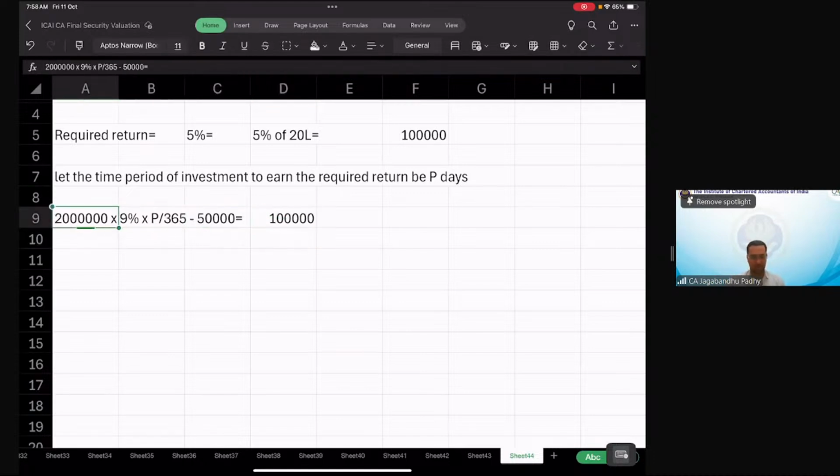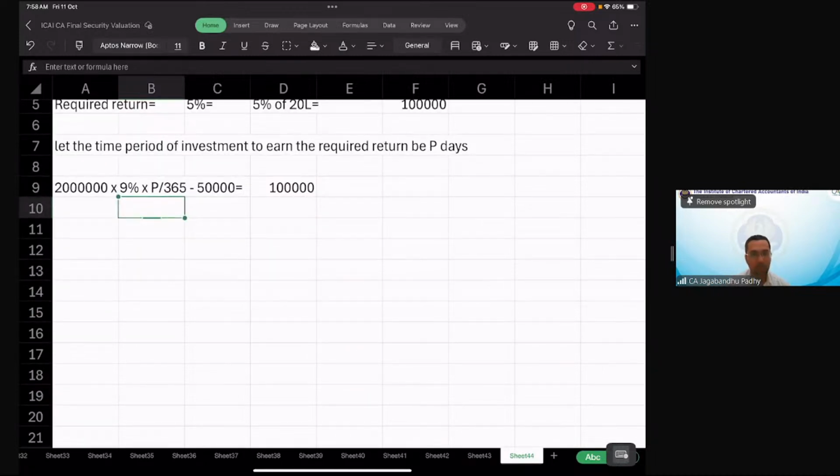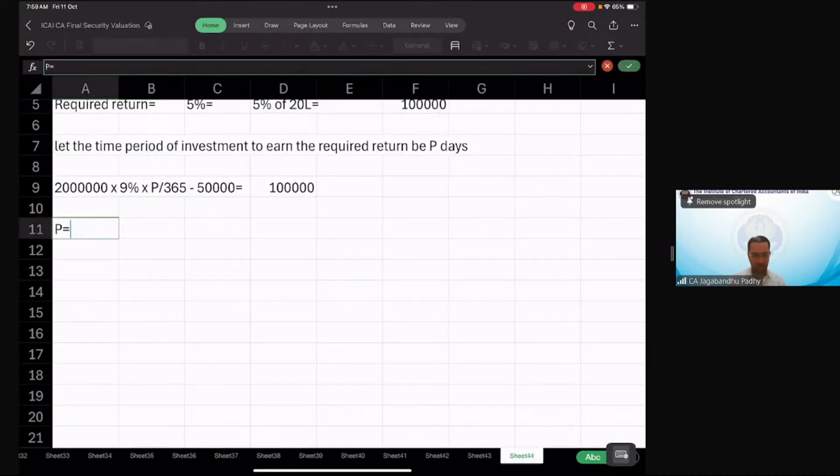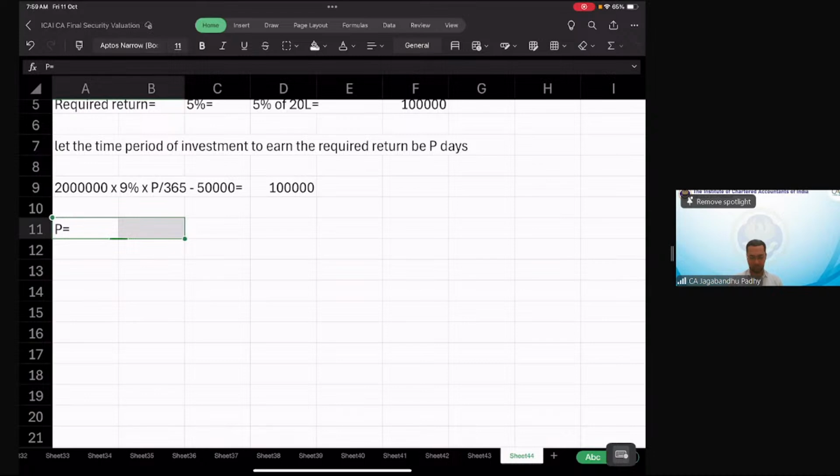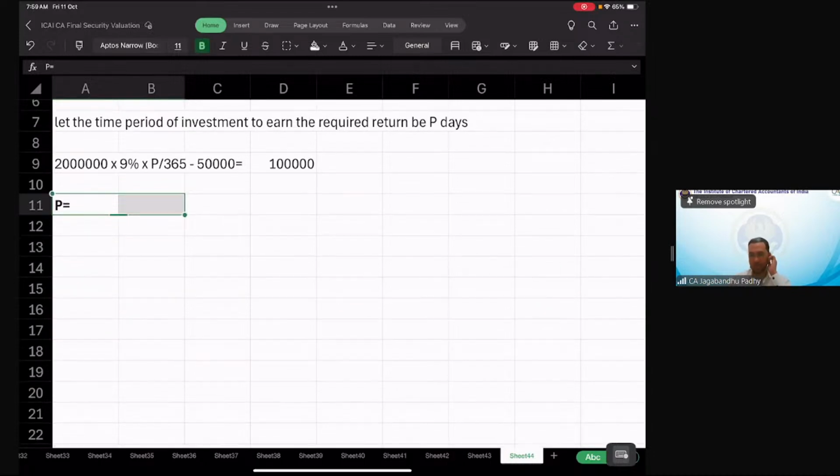So 20 lakh is invested. On this, I'll be earning like 9%. But whatever is my earning, from that I need to leave away that 50,000 because that is expenditure which I need to make, right? And so I can just solve this and get the value of the P. So if you solve this, what is the value of P that we get, guys? Can you solve it and give me the value of P?